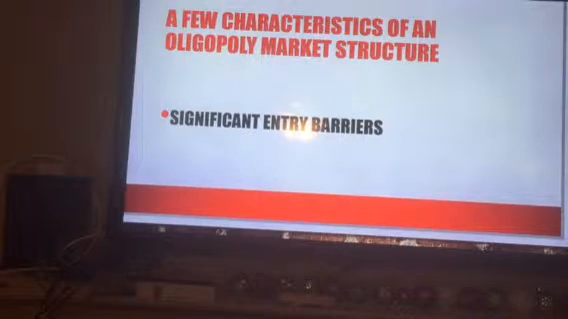Another characteristic is that there are significant entry barriers in an oligopoly market. This is a market where you only see a few heavyweights slugging it out. Why? Because it requires a lot of capital, and because the brand name is so well built up, it'll be very difficult for a new company to get in the market and to stay in the market because of the capital and the finances that it takes to get in and stay in.